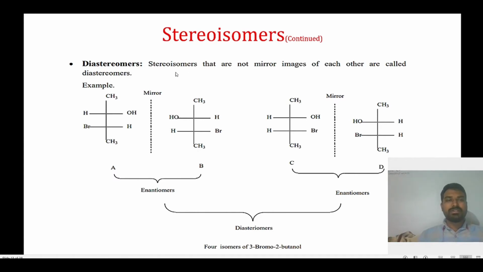Now these are the examples of diastereomers. Let us see the definition. Stereoisomers that are not mirror images of each other are called diastereomers. See, these are not mirror images of each other. These are enantiomers, and this is also enantiomers, A, B and C, D. These are four isomers of 3-bromo-2-butanol, and these are diastereomers of each other because they are non-superimposable, non-mirror images.